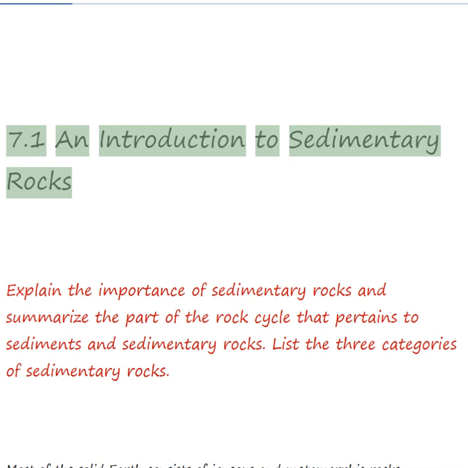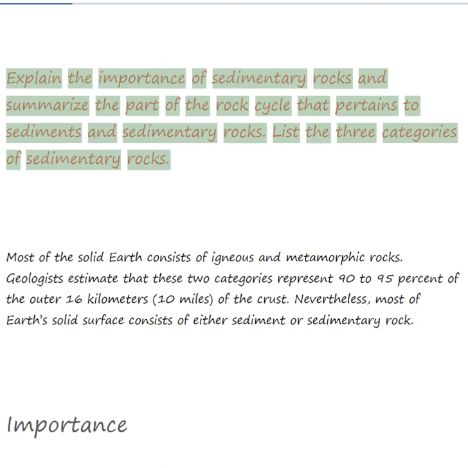7.1 An Introduction to Sedimentary Rocks. Explain the importance of sedimentary rocks and summarize the part of the rock cycle that pertains to sediments and sedimentary rocks. List the 3 categories of sedimentary rocks.